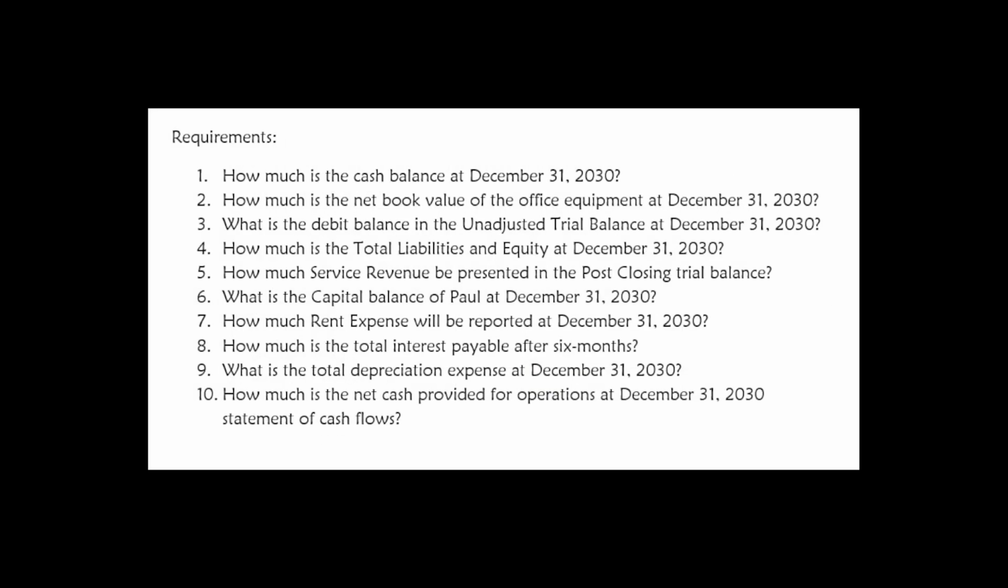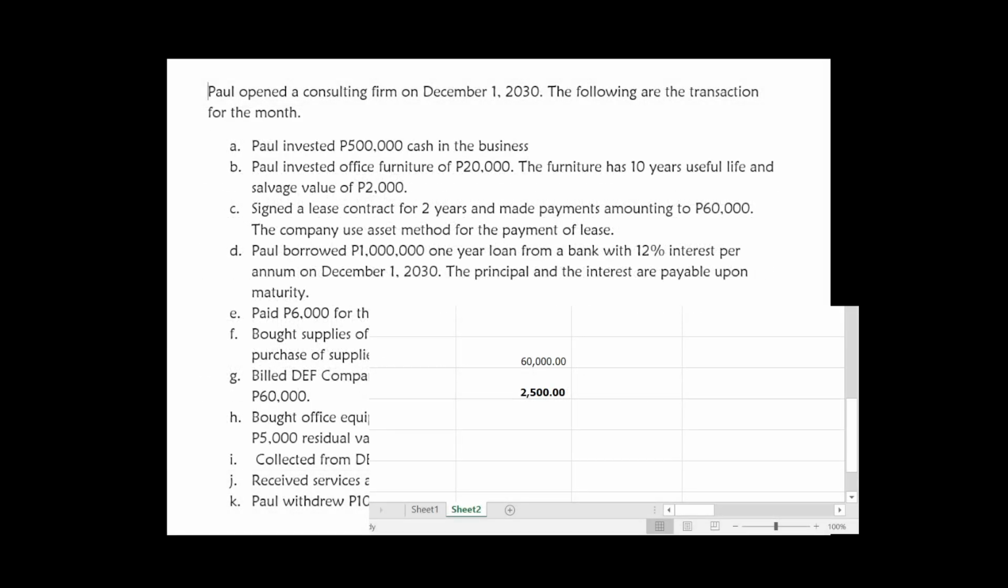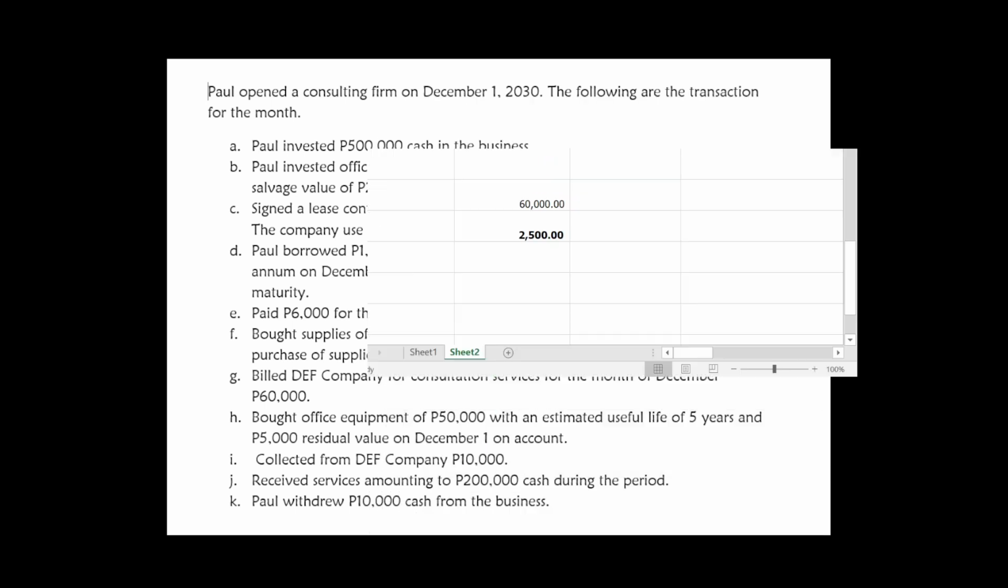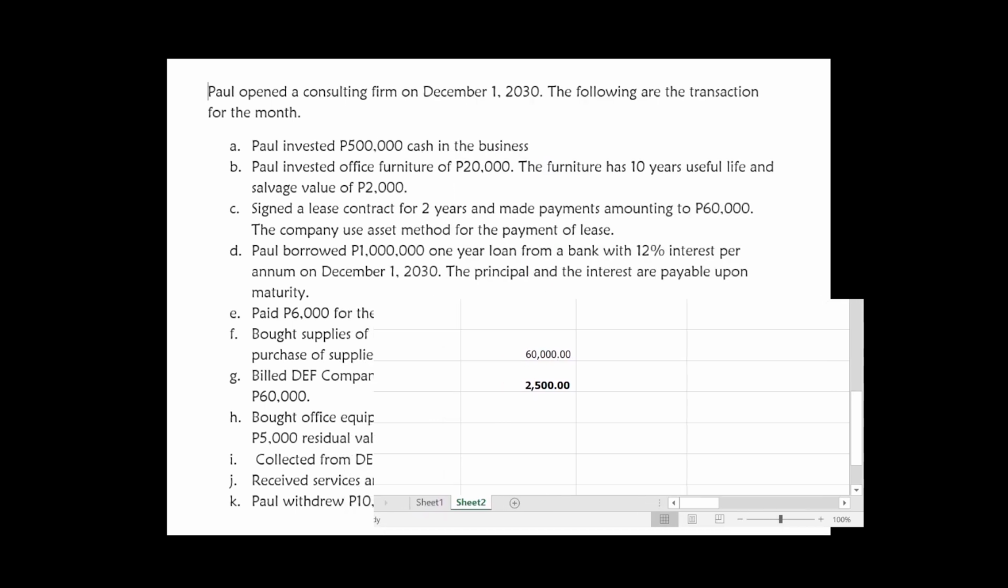Next. Question, how much is the total interest payable after 6 months? So, kung maalala nyo, meron tayong inutang na 1 million. Eto, sa letter D. Umutang tayo ng 1 million and then meron siyang 12% interest per annum. Ibig sabihin ng per annum, annually. So, the principal and interest are payable upon maturity. So, babayaran pa natin to after a year. So, yung question sa atin, magkano yung interest payable?